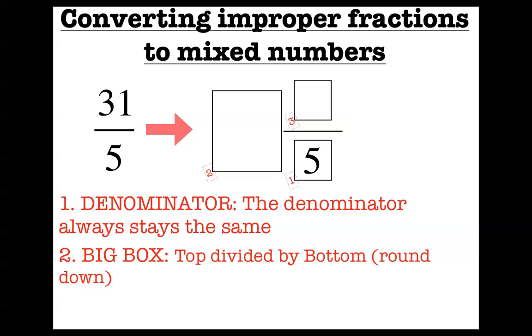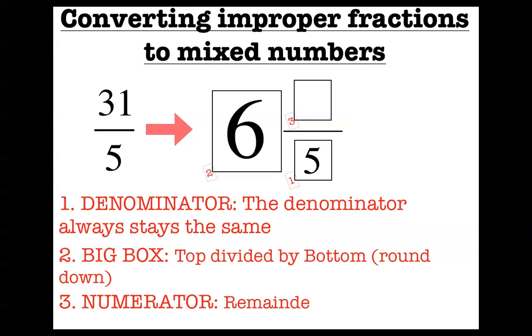So how many times does 5 go into 31? Well, it goes into 31 6 times, okay, and then it has a remainder of 1 left over, which leads us to step 3. That remainder is going to become your new numerator. And voila, you have 6 1/5, which is equal or equivalent to 31/5.